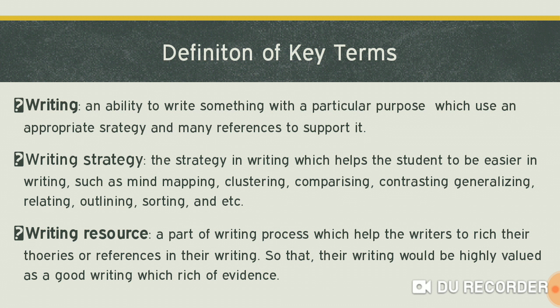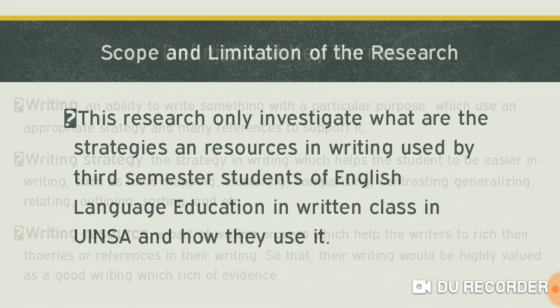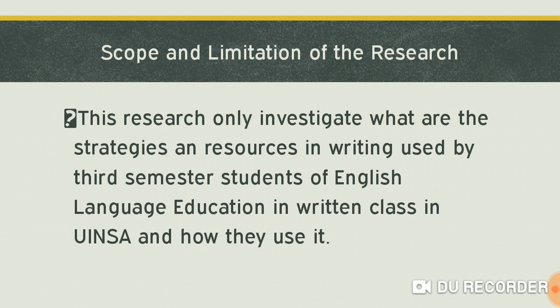The next is writing research. Is a part of writing process which helps the writers to reach their theories of or references in the writing so that their writing will be highly valued as a good writing which rich of evidence. The next is scope and limitation of the research. This research only investigates what are the strategies and resources in writing used by third semester students of English language education in written class in Wichda and how they use it.